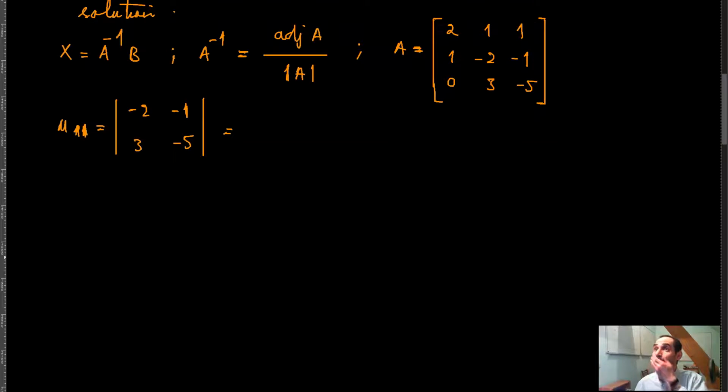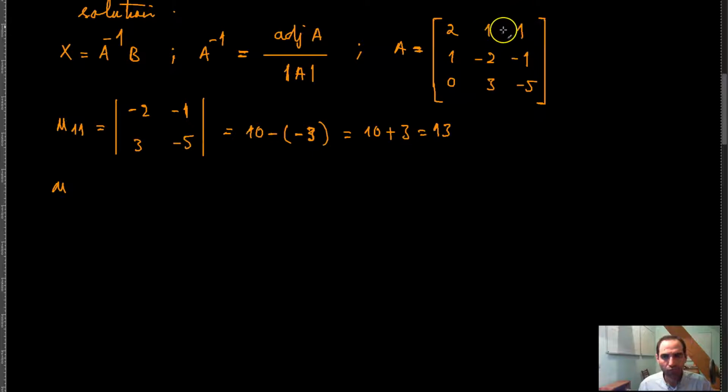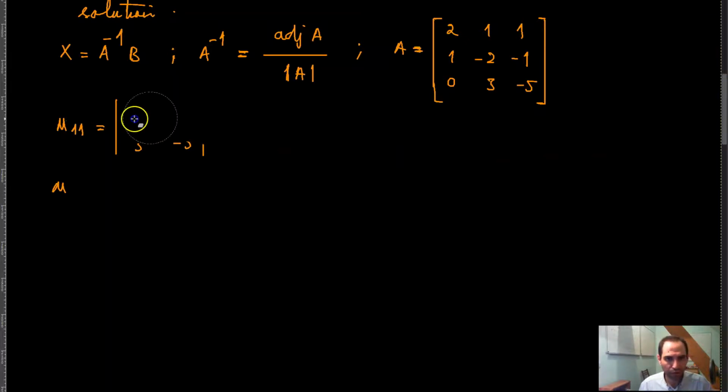So M of 1, 1 is equal to this determinant, and therefore you have negative 2 times negative 5 is equal to 10 minus negative 3, which is equal to 10 plus 3. Or we can do all of them directly without having to calculate the minors first.